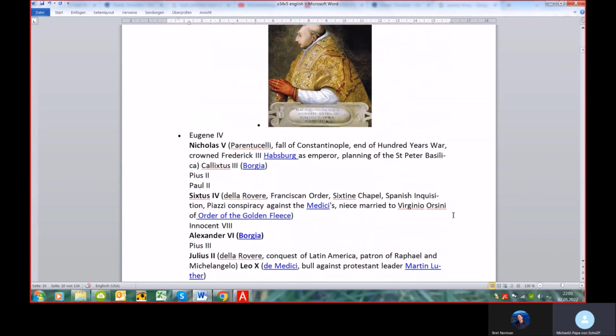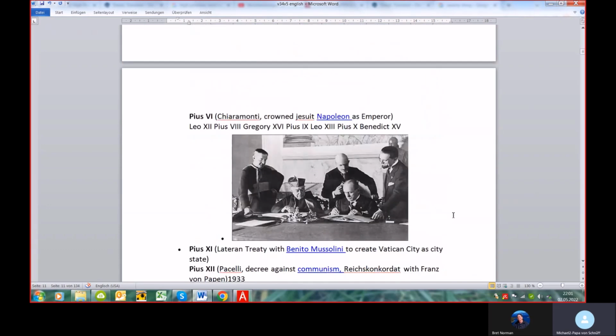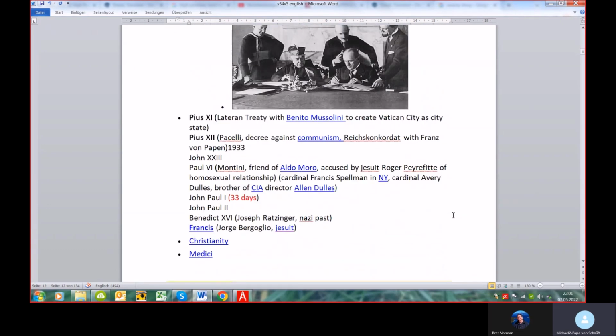But that is not what the people want to see, because people don't believe in Satan. And if they don't believe in Satan, of course, they don't believe in Jesus Christ as well. So I spare you the details here, but when you come down to the 33, it's interesting that Pope John Paul I just ruled 33 days.